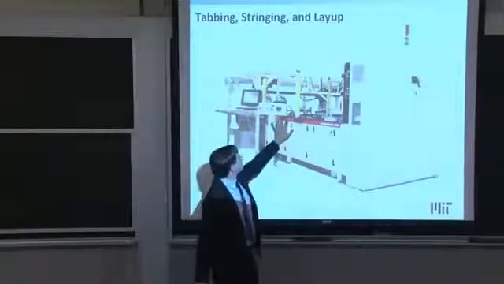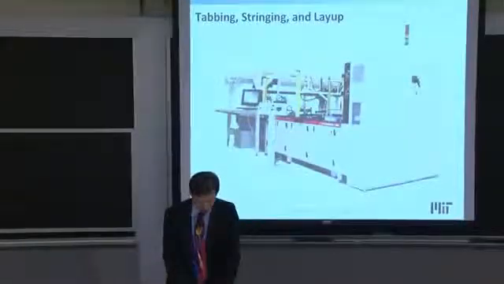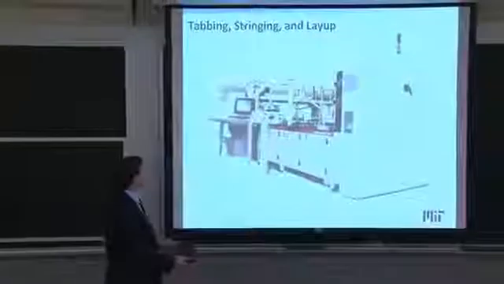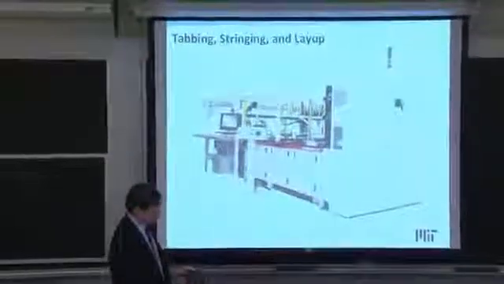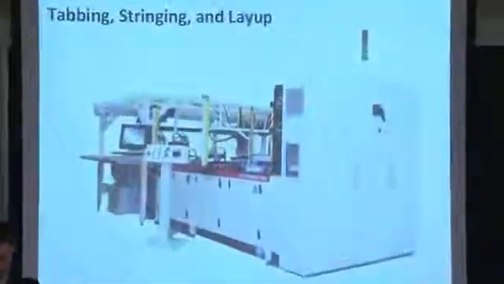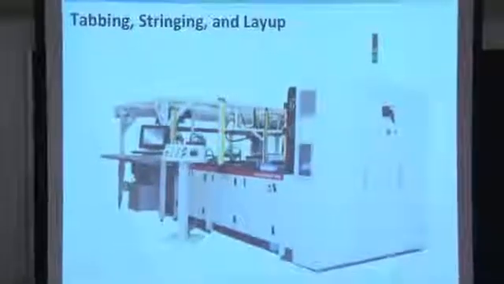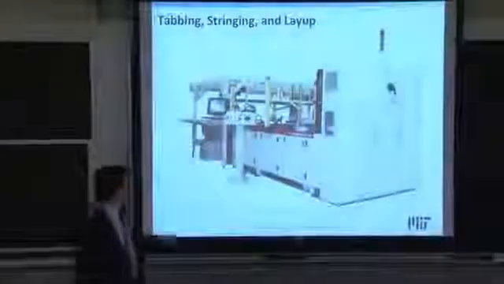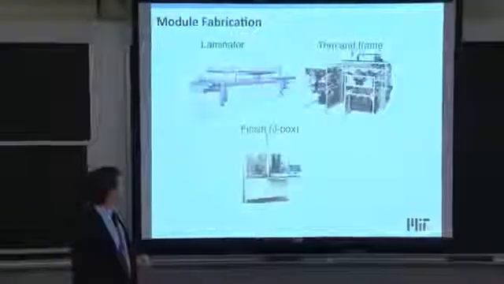To get to the point of a module, we need to take our good apples with our good apples, or our bad apples with our bad apples, essentially the like binned cells, and start stringing them together. That means contacting the front side with the back side of adjacent cells. So the front of one cell is contacted to the back of the next, the front of that one is connected to the back of the next, and so forth. And they're connected in series in a big long string, and that's done at this tabbing, stringing, and layup table.